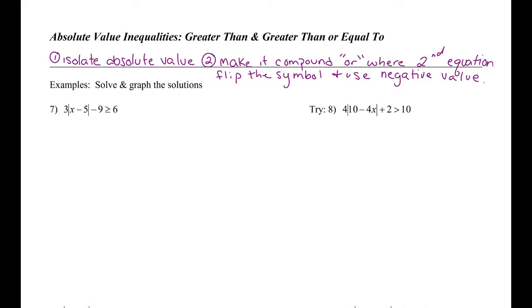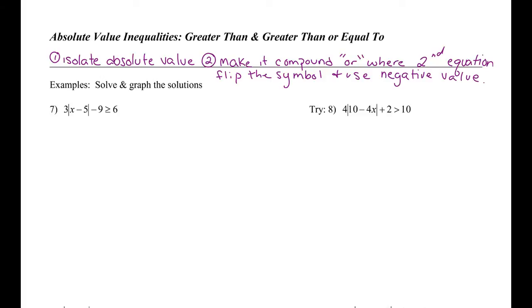We are now going to use a compound or inequality. We're solving for absolute values that are greater than or equal to. So our first step is the same, to isolate the absolute value symbol. The second step is to make it a compound or inequality, where on the second equation we flip the symbol and we use a negative value.